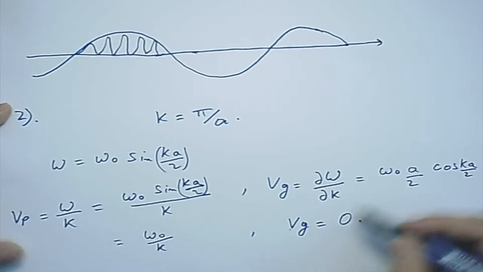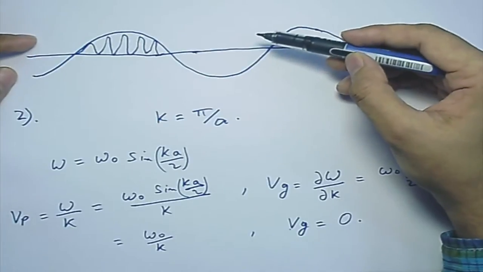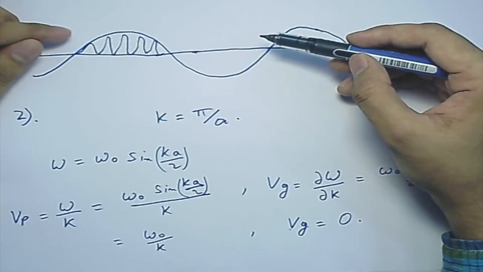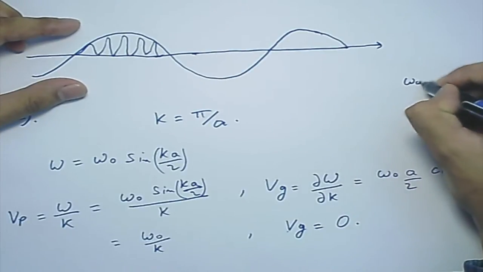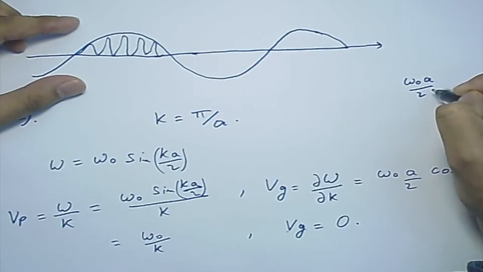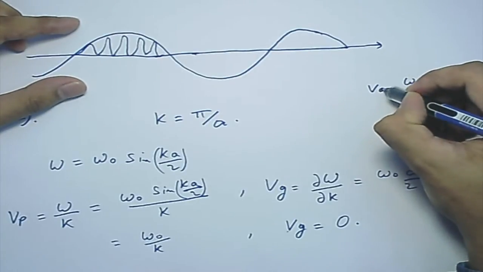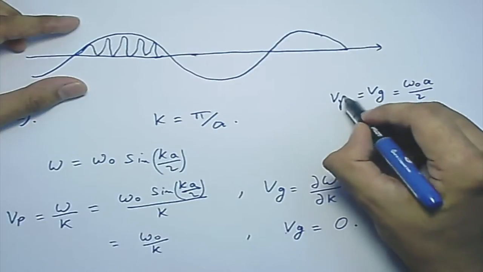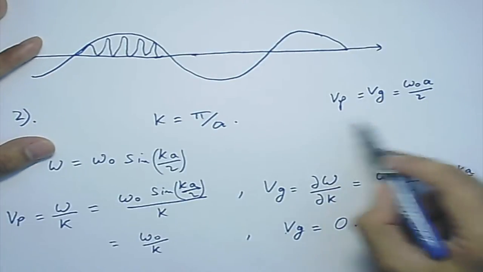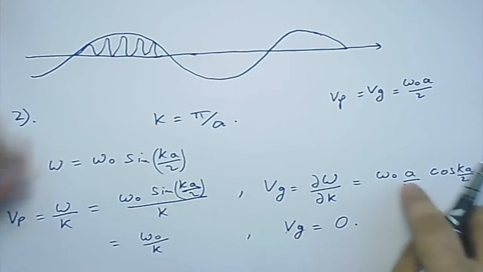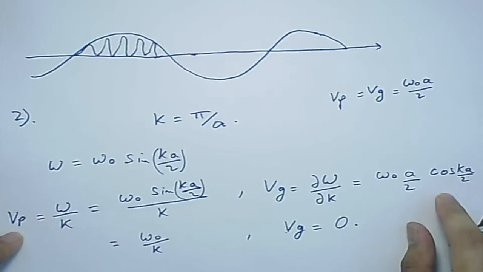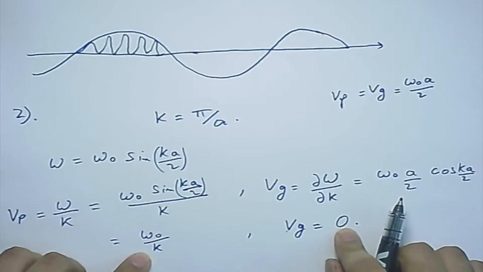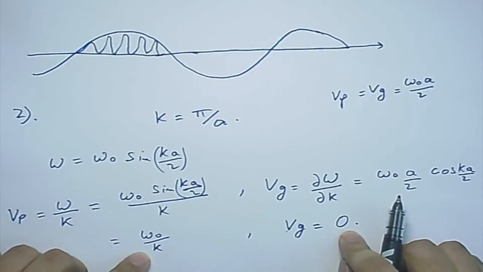All right, so like I said, in the earlier case, we got both the phase velocity and the group velocity as a constant. If you don't remember, the constant was equal to omega naught a over 2 in the previous case, for both vg and v phase. But now, both of them are firstly not equal. When we don't do the approximation, and we substitute k equals pi by a, we get a difference in both of them.